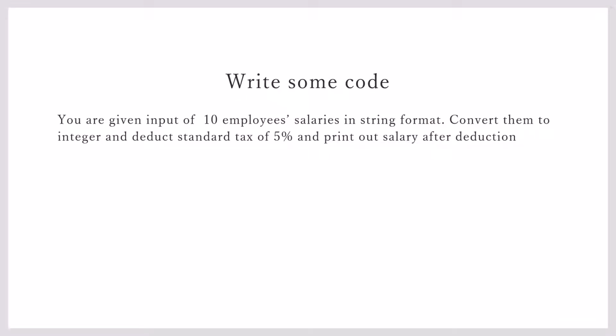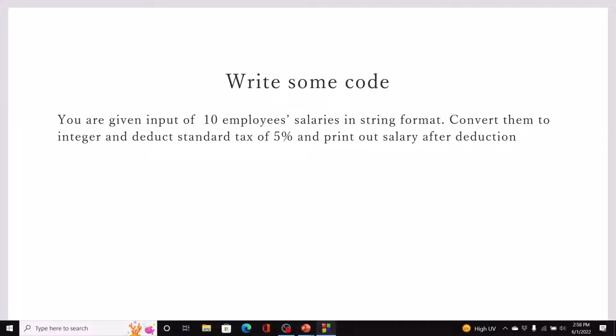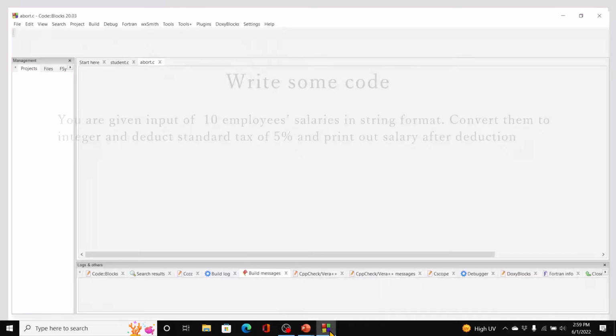So now write some code. You are given input of 10 employee salaries in string format. Convert them to integer and deduct standard tax of 5% and print out salary after deduction. So let's now go to Code::Blocks and we start a new file.